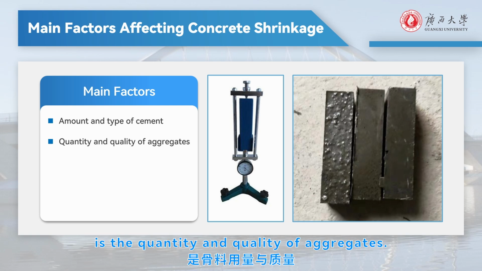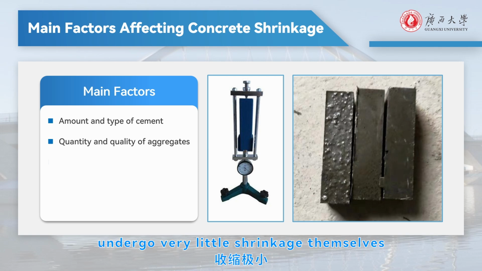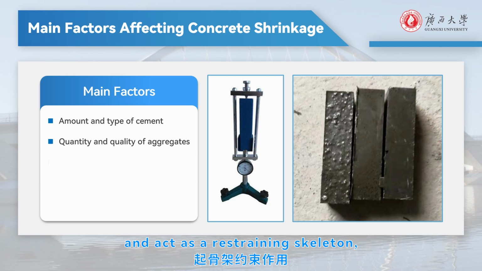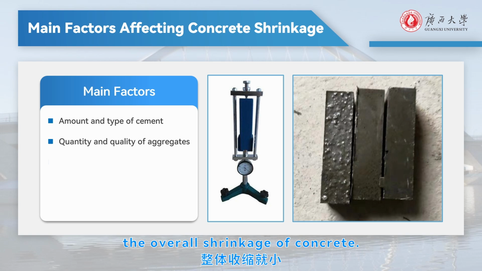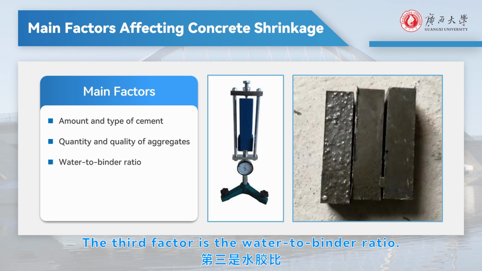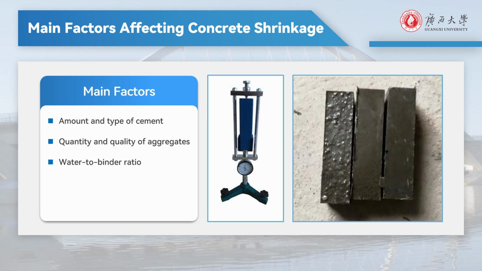The second factor is the quantity and quality of aggregates. Since aggregates undergo very little shrinkage themselves and act as a restraining skeleton, a higher aggregate content and a higher aggregate modulus of elasticity can effectively reduce the overall shrinkage of concrete. The third factor is the water-to-binder ratio. A higher water-to-binder ratio creates more internal pores, leading to greater shrinkage. Therefore, reducing the water-to-binder ratio is an effective way to minimize shrinkage.